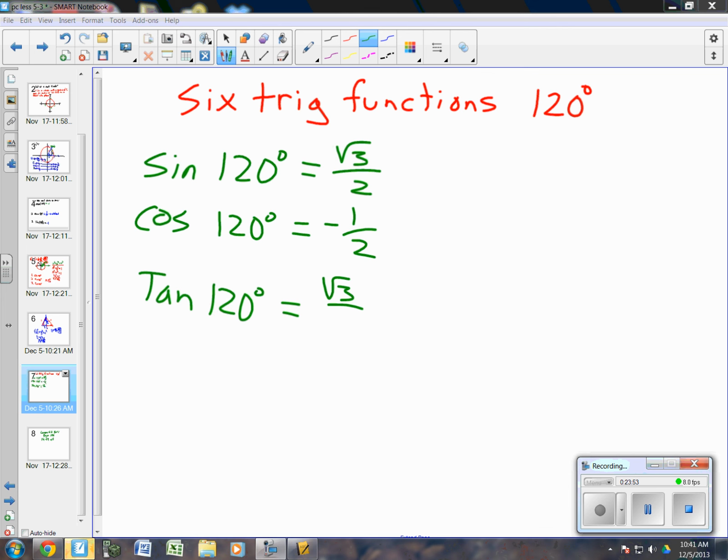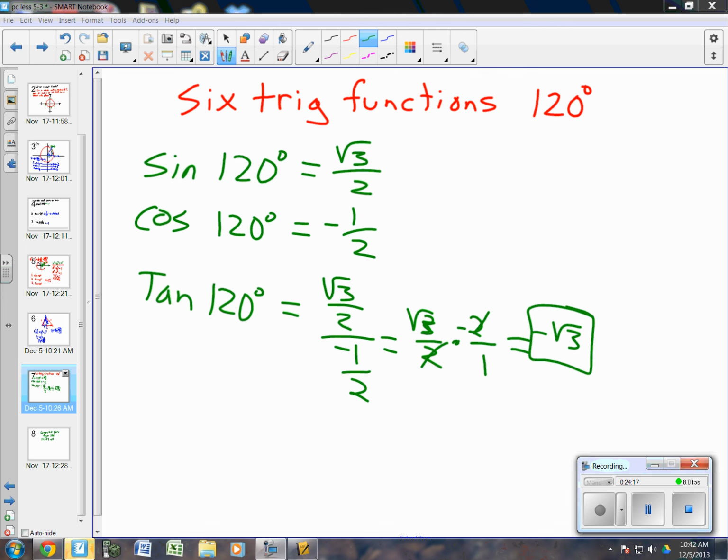Tangent. I don't really understand. Hey, look. Square root of 3 over 2 divided by negative 1/2. What do you get when you get a fraction divided by a fraction? You flip this bottom fraction and multiply it, right? So it's going to be a negative 2 over 1, right? Those are going to cancel out, and you get negative square root of 3 over 1, which is just negative square root of 3. Get that? Now do the same thing with the secant and the cosecant and the cotangent.